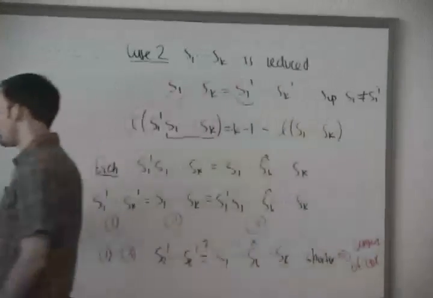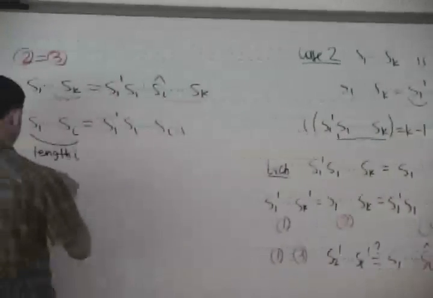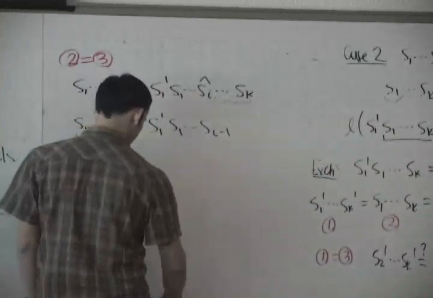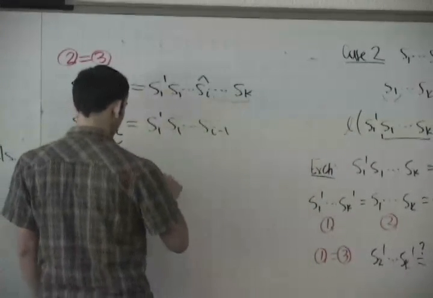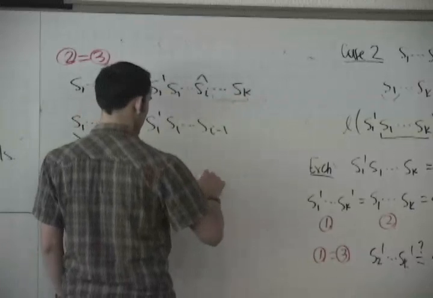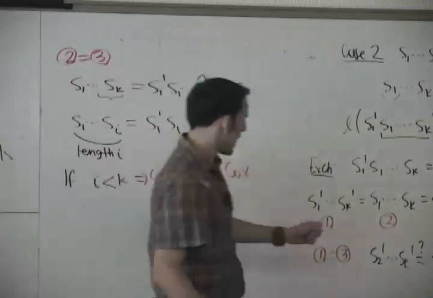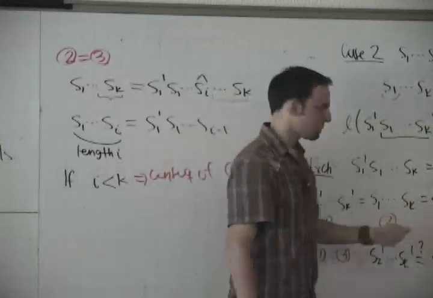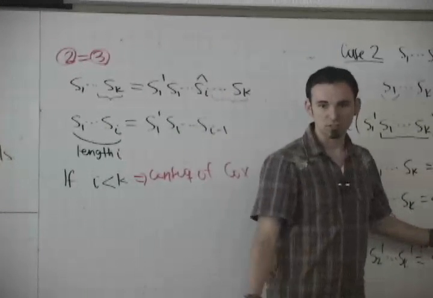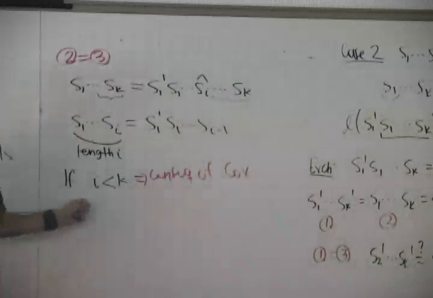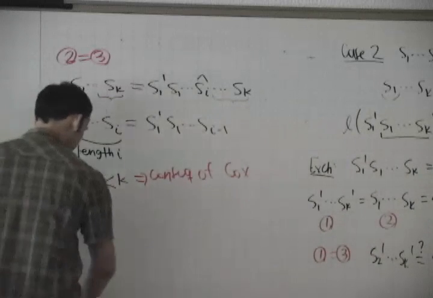So let's say, okay, if I is less than k, that means that this is a consequence of Coxeter relations. And that means I proved 1 equal to 3 using Coxeter relations, I proved 2 equals 3 using Coxeter relations, and then I'm done. That means I'm done unless I is less than or equal to k. And I still have some work to do.